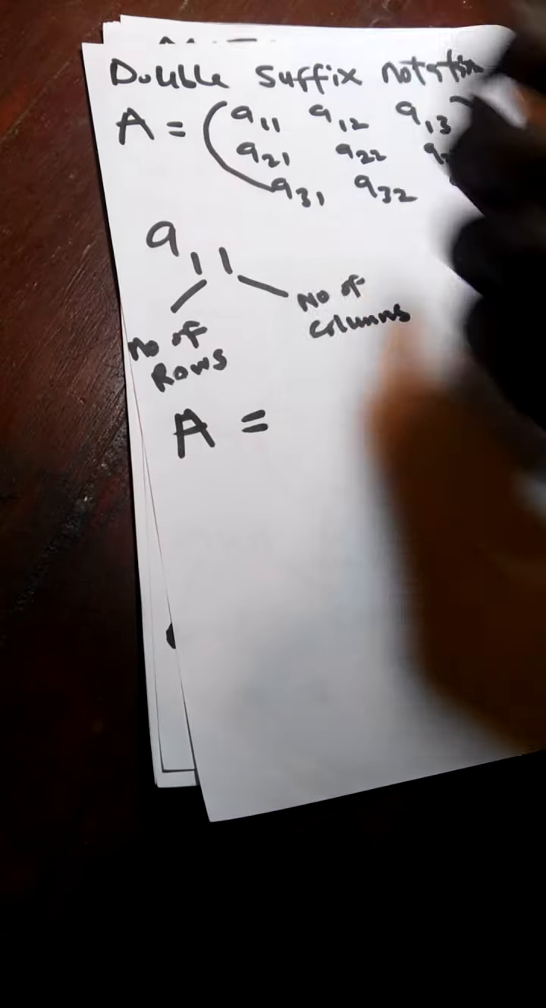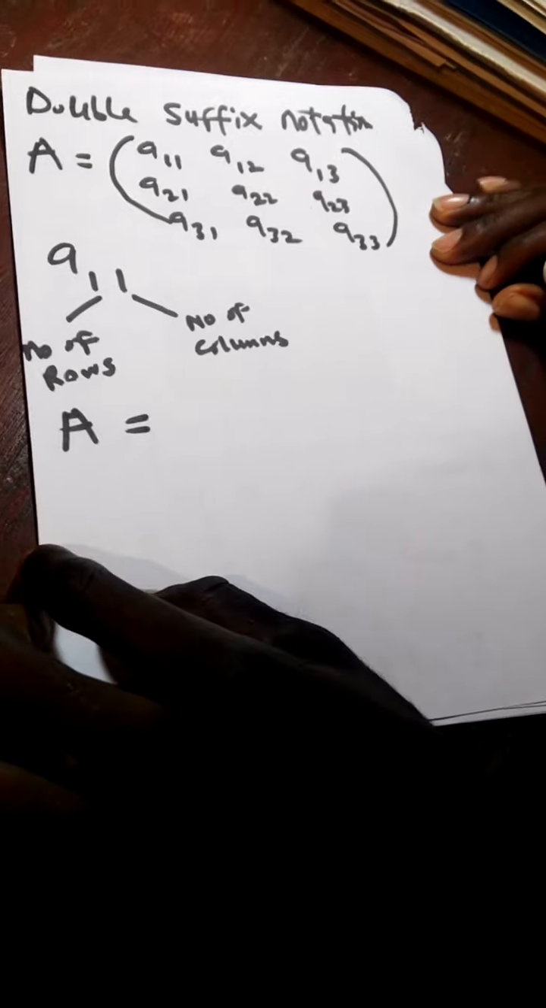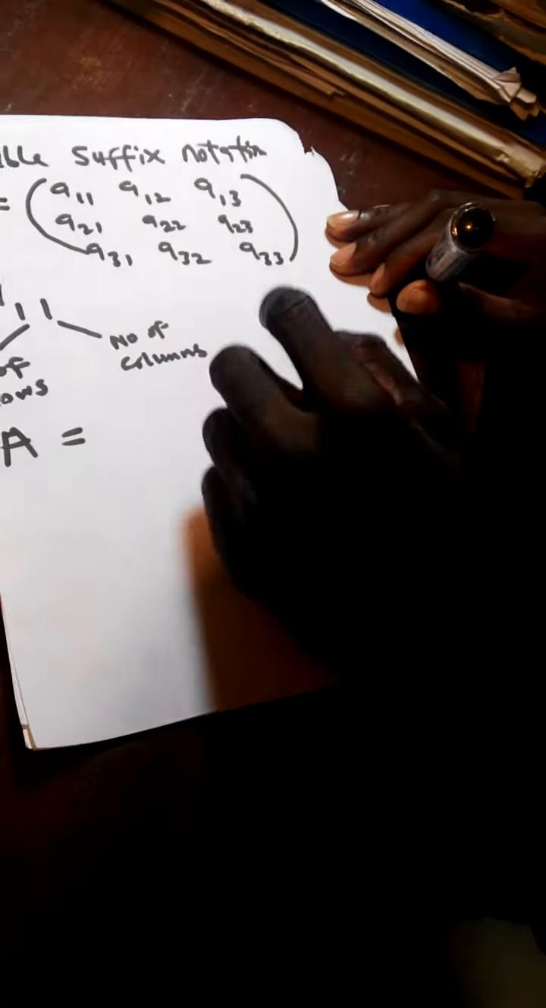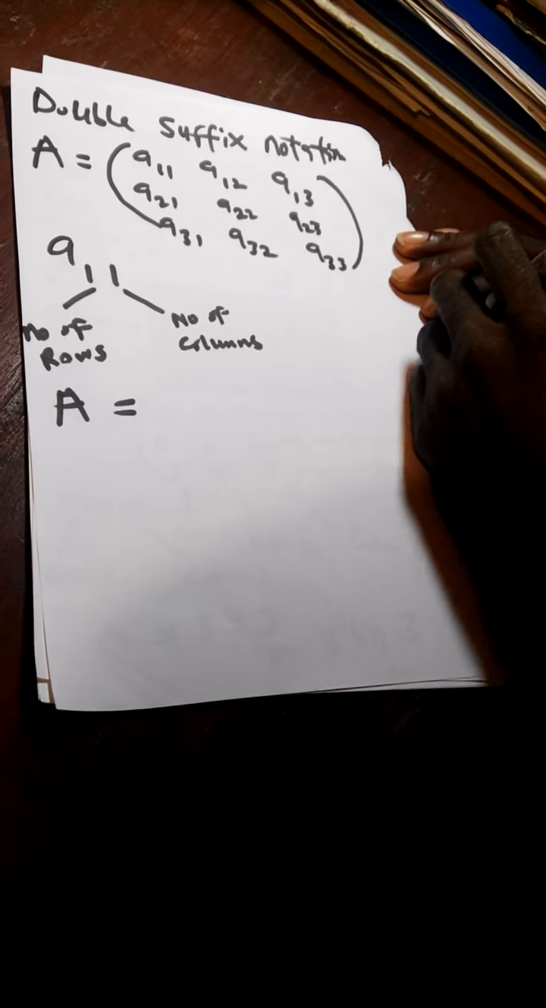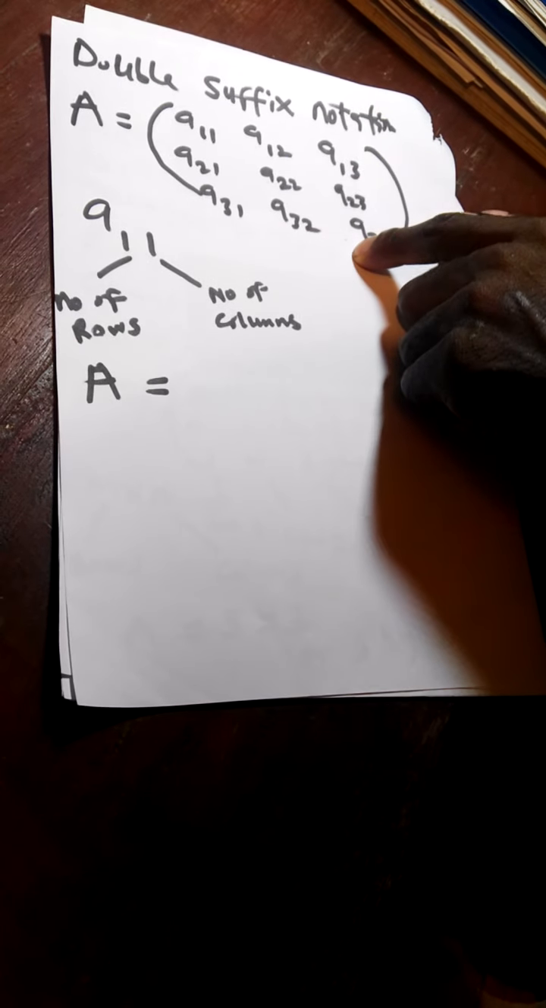Now this same matrix here, the order of this matrix is what? Now I'll give you 5 seconds to say the answer before I say it. I'll count down. 5, 4, 3, 2, 1. The order of this double suffix notation matrix is 3 by 3.